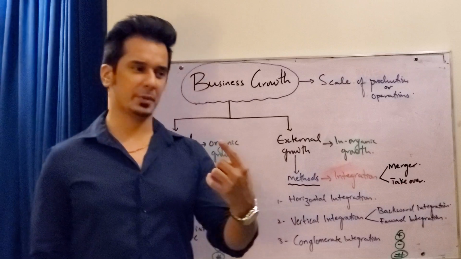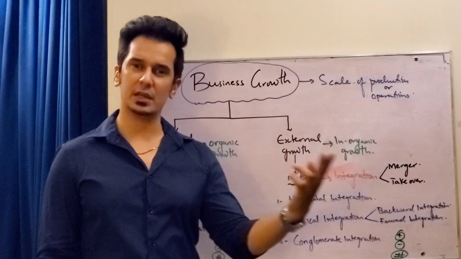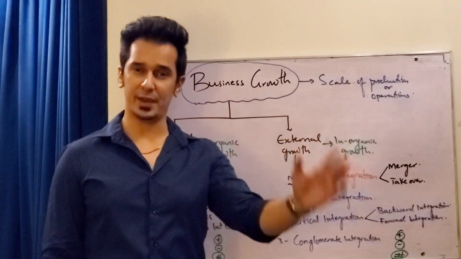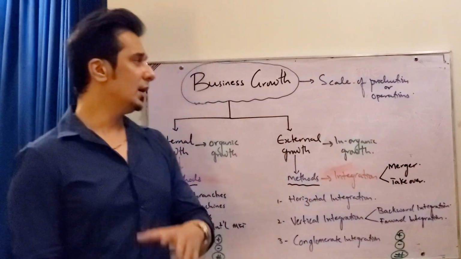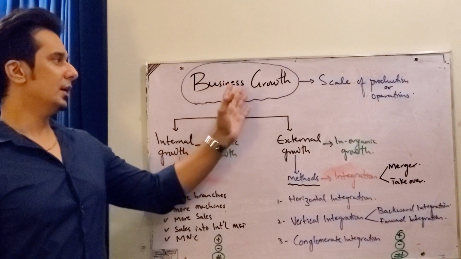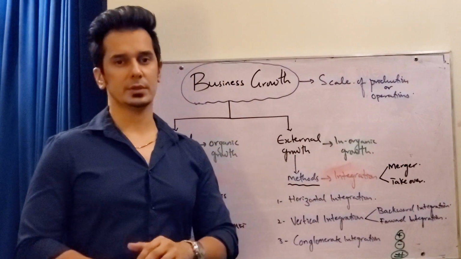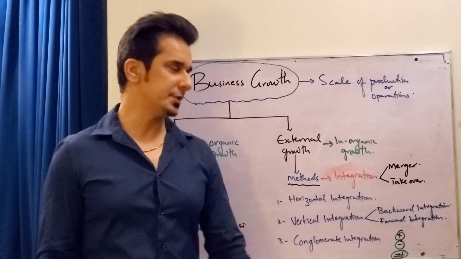There are various examples of business growth. Let's take the example of McDonald's, Shell, Adidas, Apple, and Samsung. Most businesses aim for business growth. It is one of the business objectives.